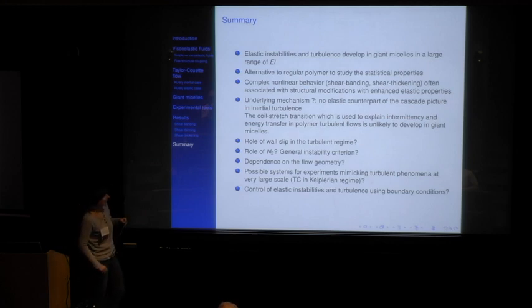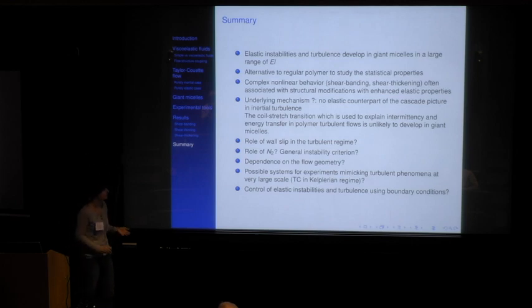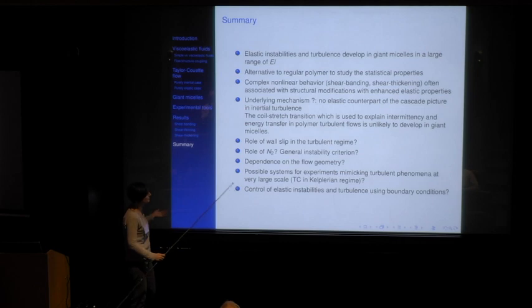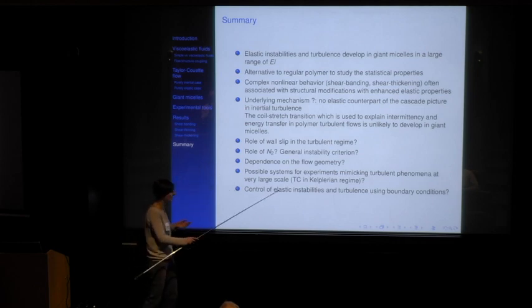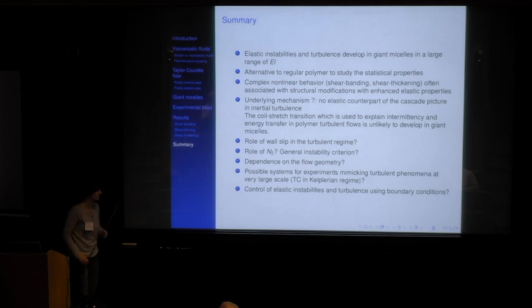So just to come back to the initial motivations, maybe this system could be used to give some insight into phenomena that happen at very large scale, for example, by studying this kind of instability in the Keplerian regime. I don't know if it could be interesting.